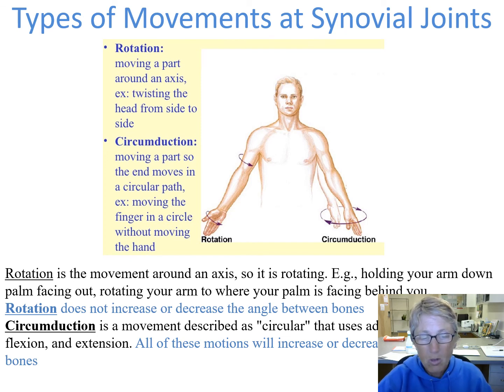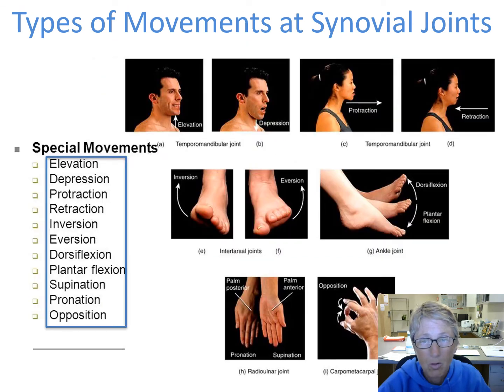So rotation doesn't increase or decrease the angle between bones, but circumduction and all the movements within circumduction, which are adduction, abduction, flexion, and extension, those are all movements within circumduction. All of these motions can increase or decrease the angle between bones.